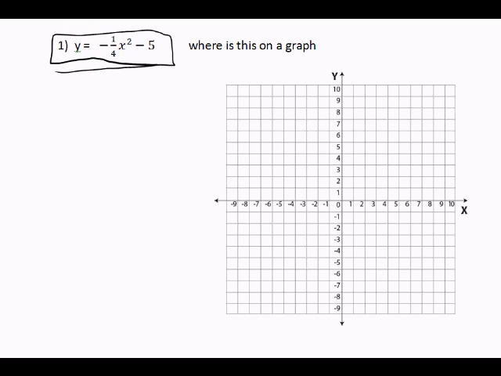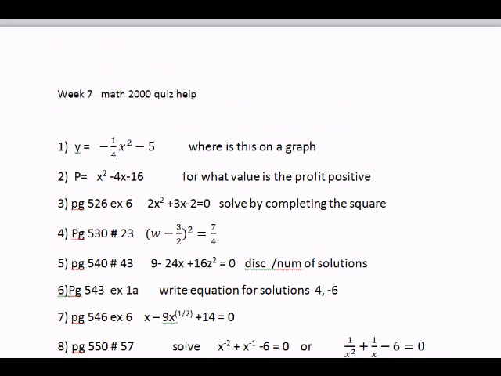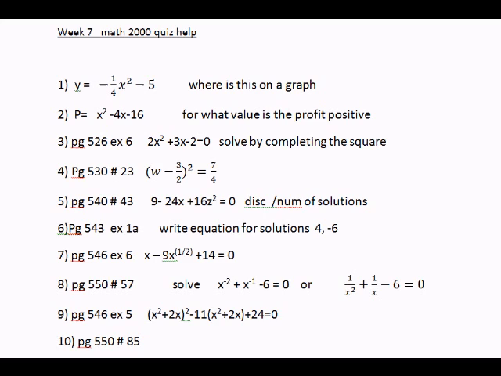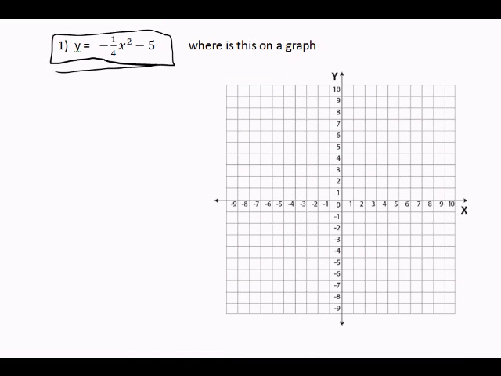Okay, so this is the Math 2000 Week 7 Quiz Help. I should go to the first page really quick. This is the Math 2000 Week 7 Quiz Help, and here are the problems we're going to do. The first problem I could not find in the book. So this is the problem.